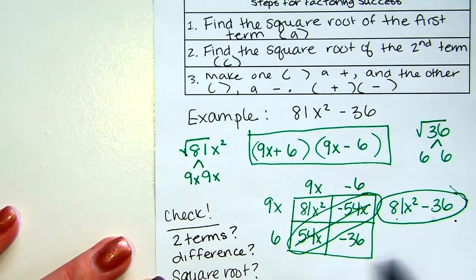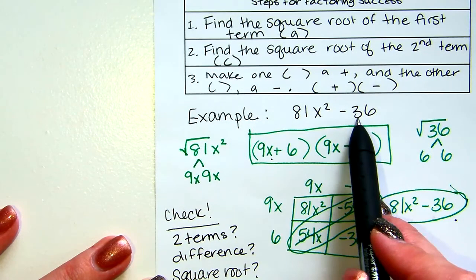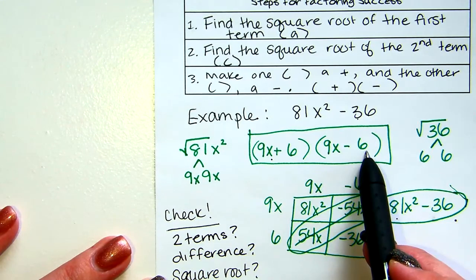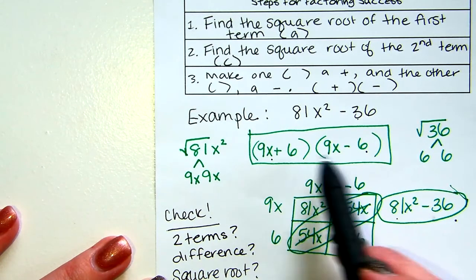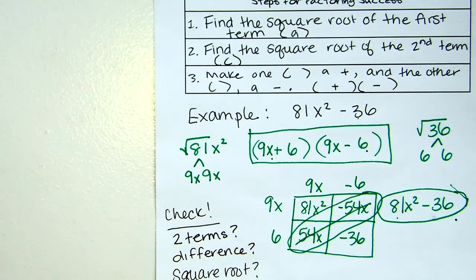Yes. The square root of 81 is 9. The square root of 36 is 6. So we have 9x plus 6, 9x minus 6. And that would be our final answer.